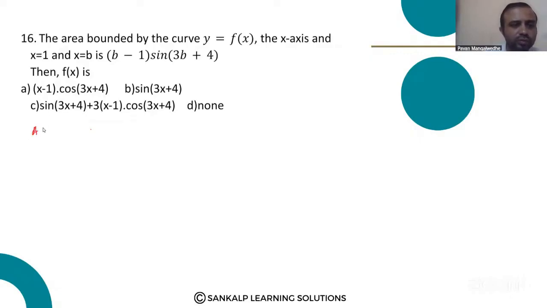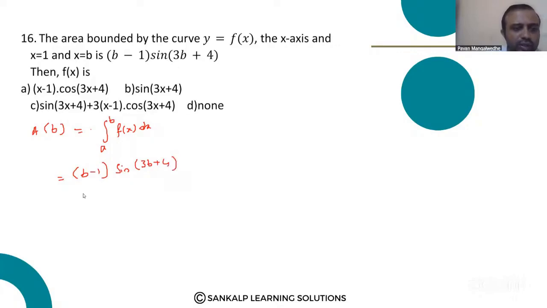So it is of the standard form. We can take A of b, because the area bounded by the curve y is equals to f of x, and the vertical lines x is equals to a and x is equals to b, is given by the definite integral. So A of b is equals to the integration from a to b of f of x dx. So here it is b minus 1 sine of 3b plus 4.